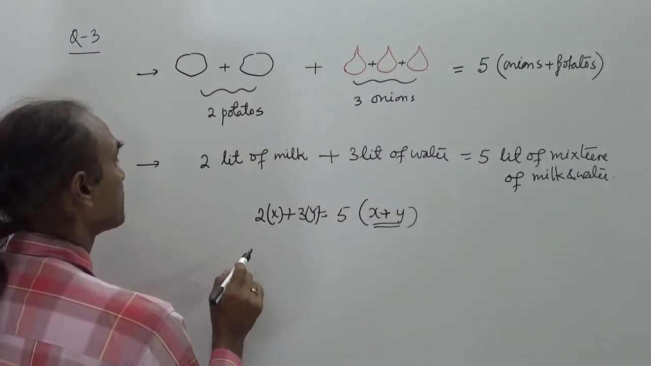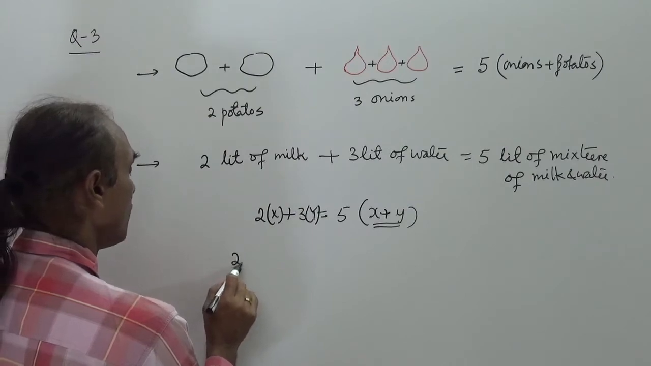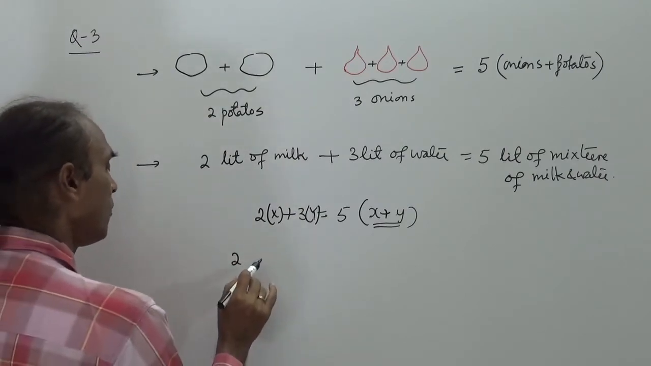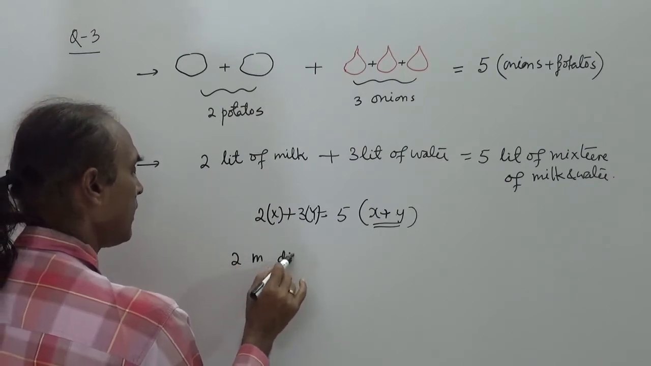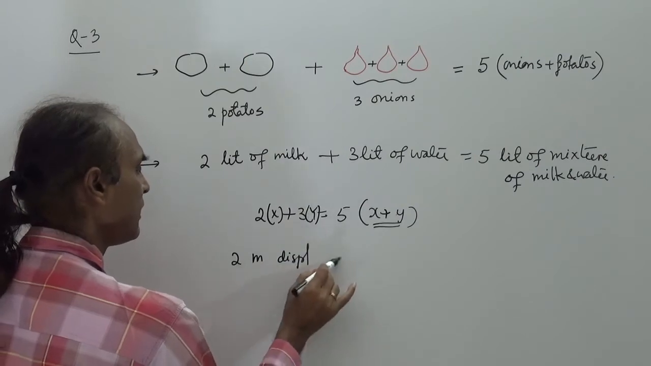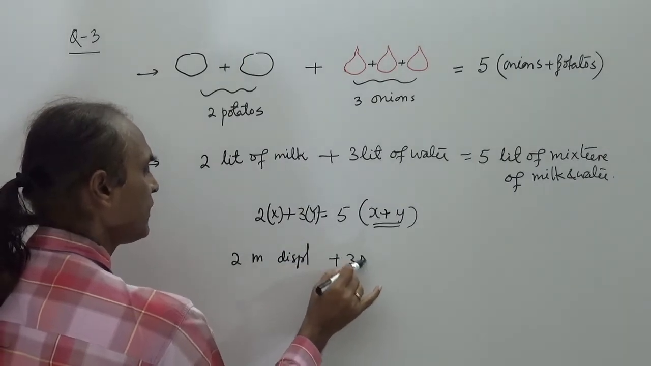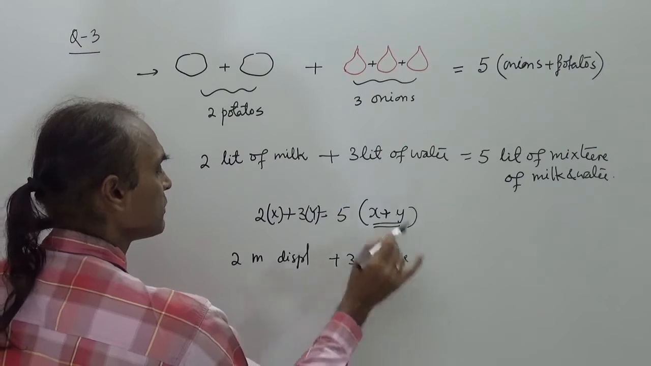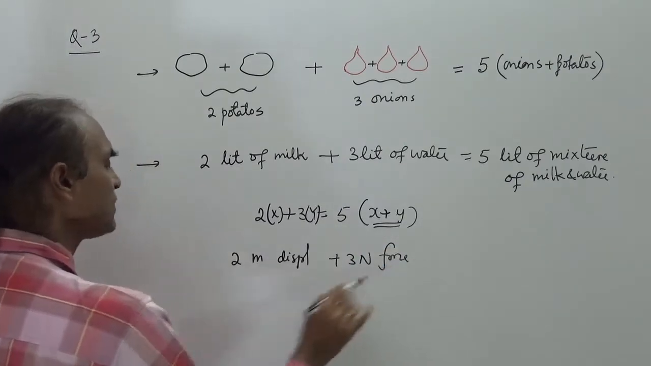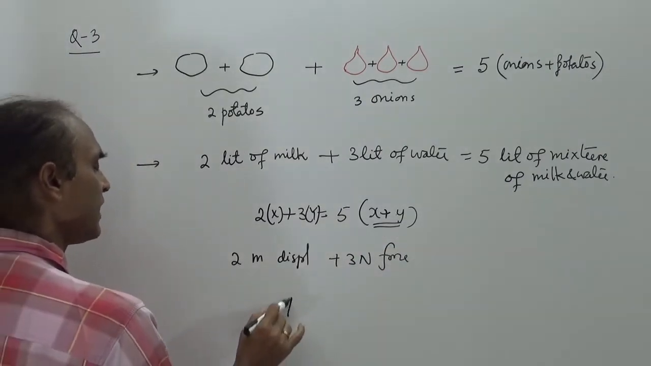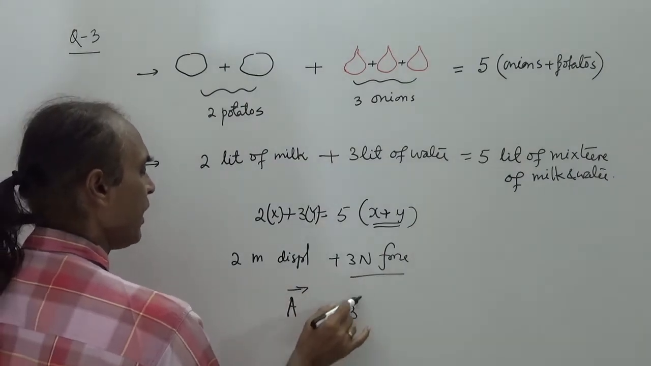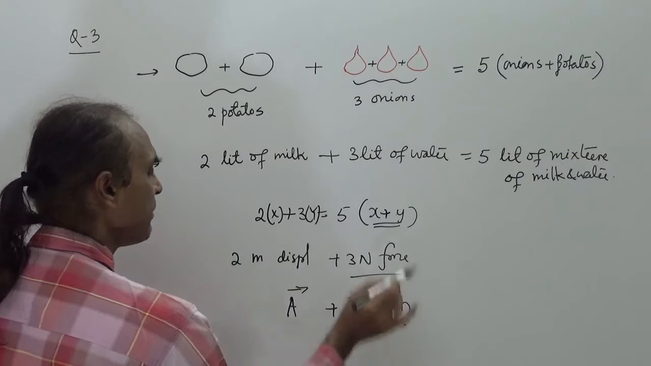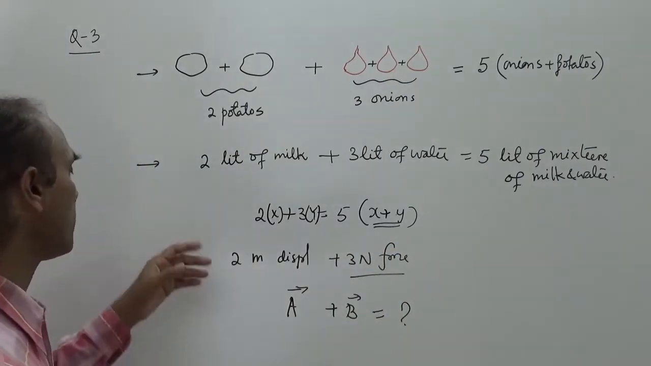Whereas 2 meter displacement plus 3 Newton force, suppose. If you add these two vectors, this is a vector A, this is a vector B. If you add it, what does it mean? This is the question you have posed.